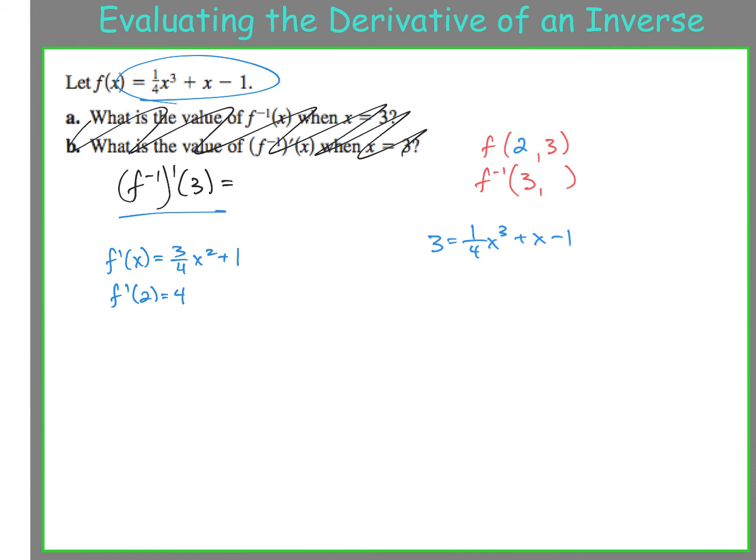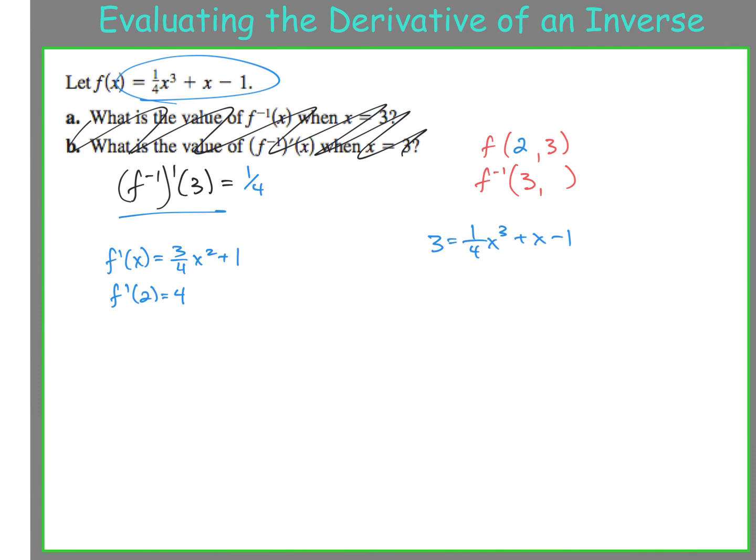So what do we know? F inverse prime at 3 is equal to what? 1/4. Do I know anything about F inverse? Not really. Not much at all. However, I know the slope at 3 is 1/4. Because what's an inverse? It's a what? Switch in x and y. And then how are they related? The slopes are reciprocals of one another.